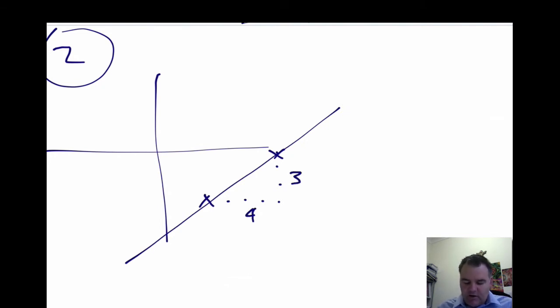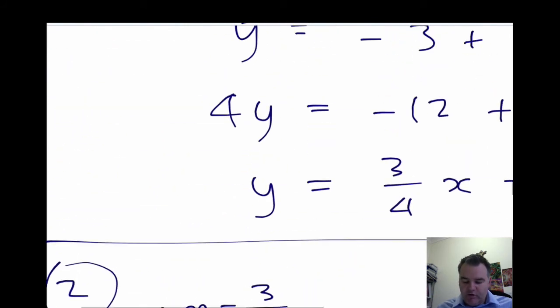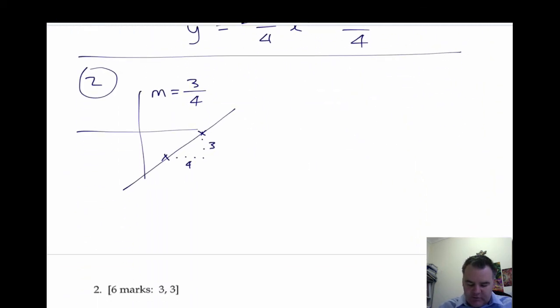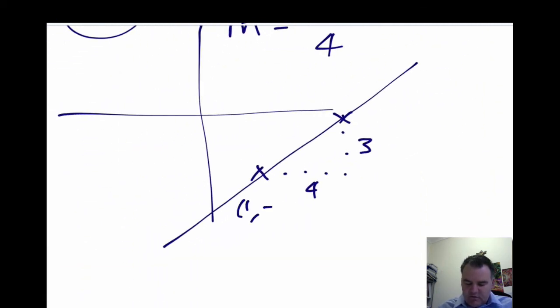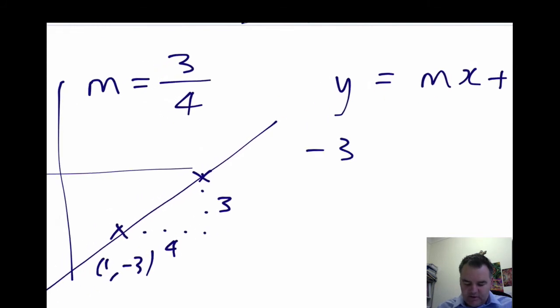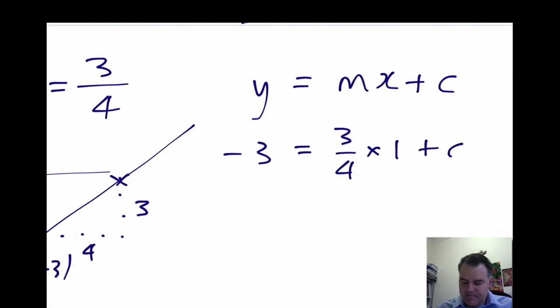Now what's the gradient of that line? The gradient is rise over run, which is 3/4. So we've got the gradient of the line, and we've got a point on the line, which must be (1, -3), this one down here. So we can find the equation of the line. It's y equals mx plus c. The y coordinate is -3, from the point down here, the gradient is 3/4, and the x value on the line is 1.